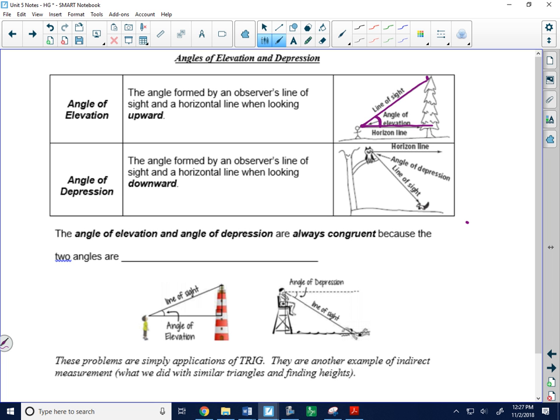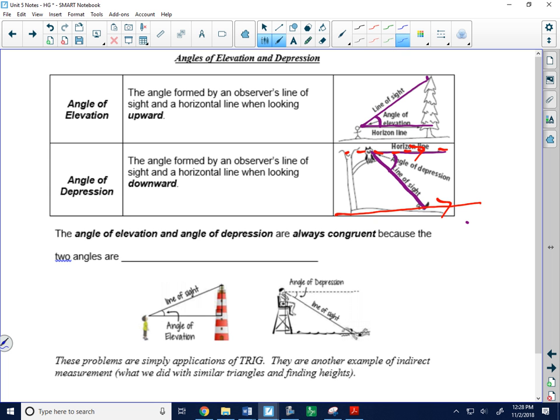Angle of depression. Depression, sad, going down. So it's going to be this angle. The owl's looking down at the squirrel. Horizontal line and a line of sight, meaning what it's looking at, what you're looking at. That'll be the angle of depression. Now what you should notice about these, here's the ground. It's also horizontal. Here's the horizontal line with the owl. So those are parallel. Two horizontal lines are going to be parallel.